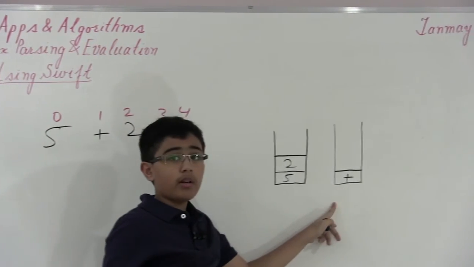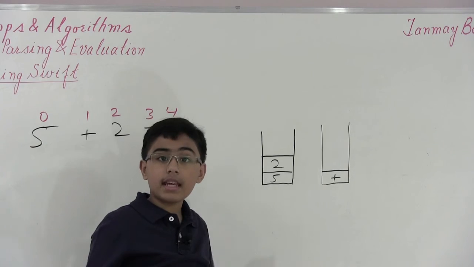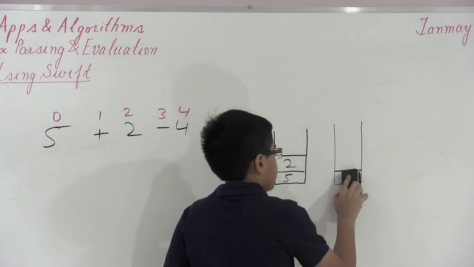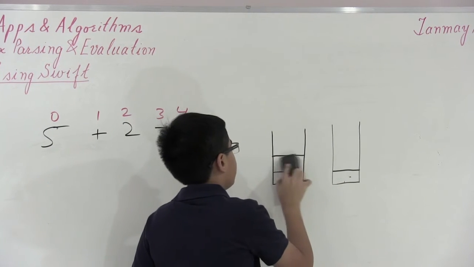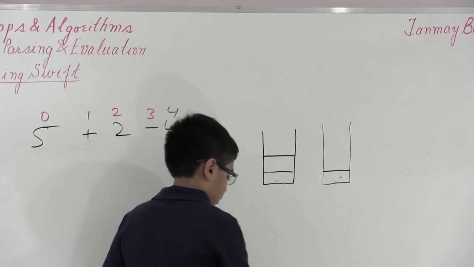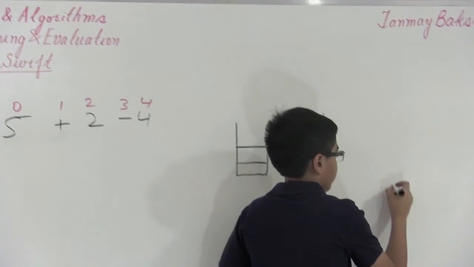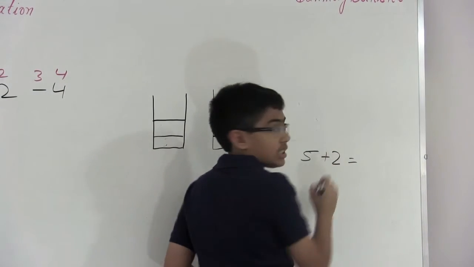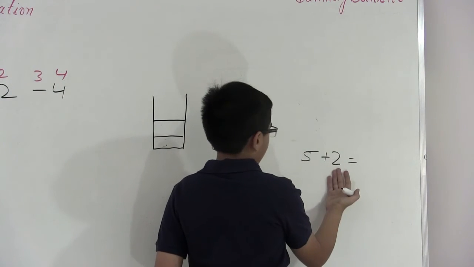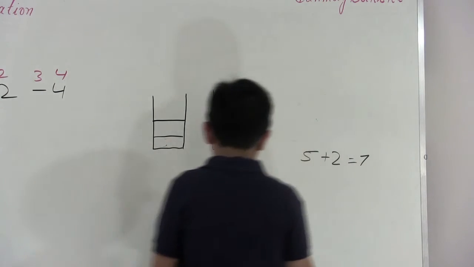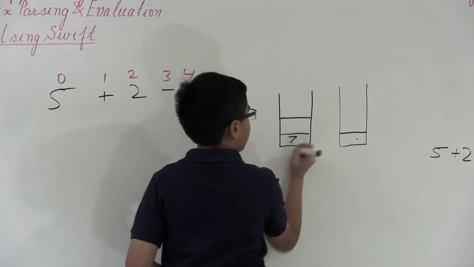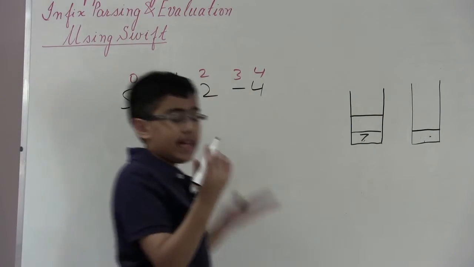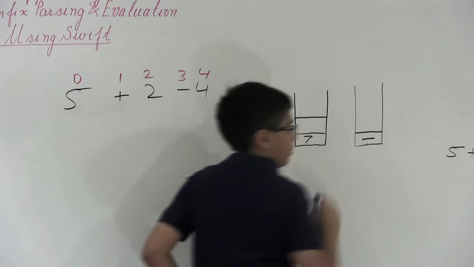So the minus's priority and the plus's priority are the same. Since they're the same, we just do this. We pop out the plus, we pop out the 2, we pop out the 5. We do 5 plus 2, sorry, and so we know that this will be 7. So what we can do is just push a 7 onto our operand stack. Then, again, this minus has to go into our operator stack.